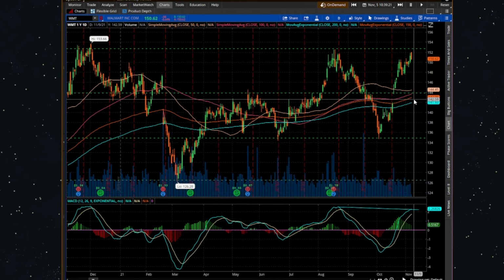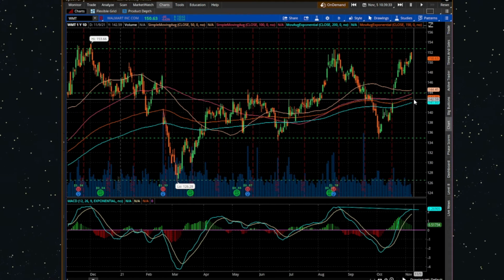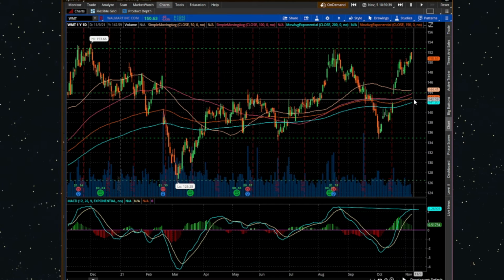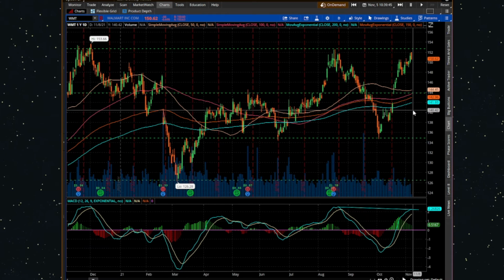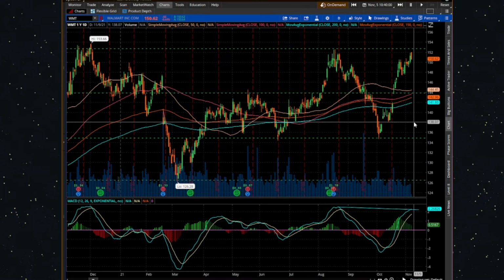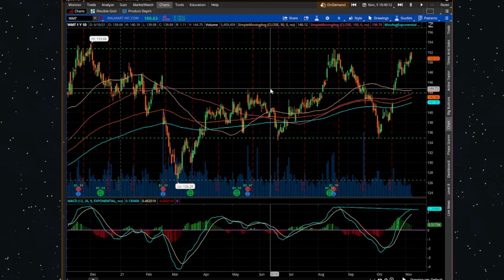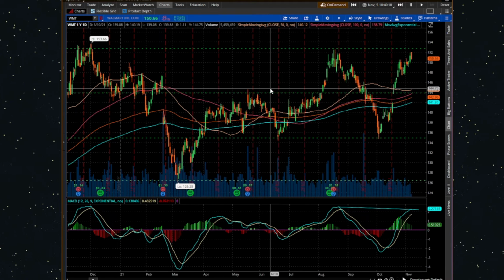I'm going to do a put debit spread. I'm going to buy a put that is close to the money, basically at the money, and then sell a put that is below the 200-day EMA, somewhere between $140 to $138. And I'm going to do the same thing a little bit over a month out.